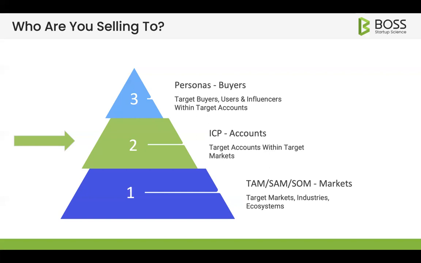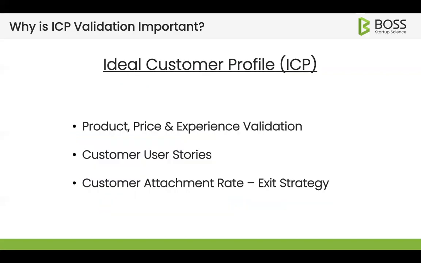Now, the final layer, and one that we'll talk about in future webinars, is personas, buyer personas. Think of these as the target buyers, users, and influencers within your target accounts. All right, so now we're getting down from a market to a company to an individual. First identifying the markets, then identifying the accounts within the markets, and then identifying the people within the accounts. This is the formula to defining and validating exactly who you are selling to. Again, today, we are just going to be talking about ideal customer profile, ICP, which is that middle layer.